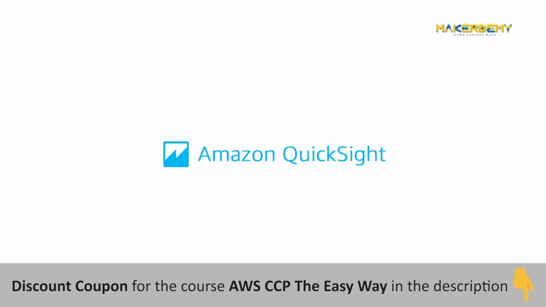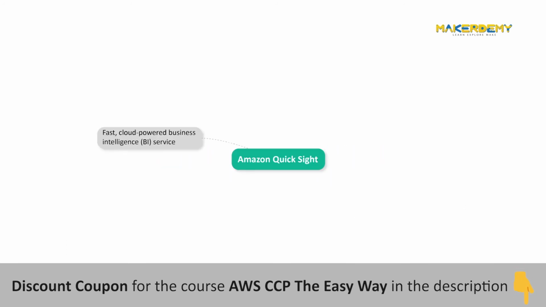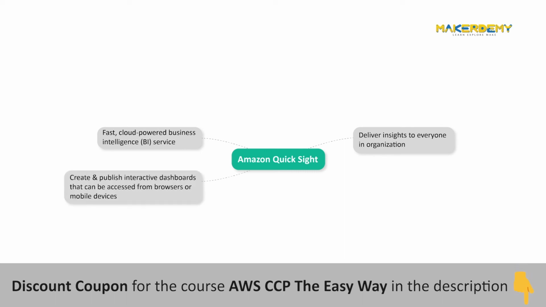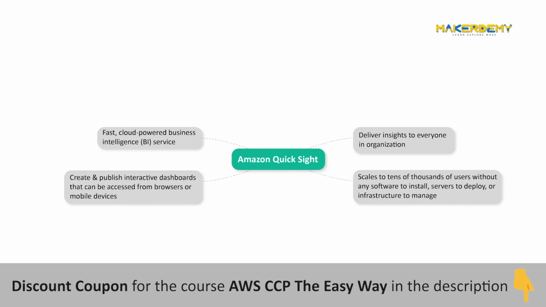Amazon QuickSight. Amazon QuickSight is a fast cloud-powered business intelligence or BI service that makes it easy for you to deliver insights to everyone in your organization. QuickSight lets you create and publish interactive dashboards that can be accessed from browsers or mobile devices. QuickSight easily scales to tens of thousands of users without any software to install, servers to deploy, or infrastructure to manage.